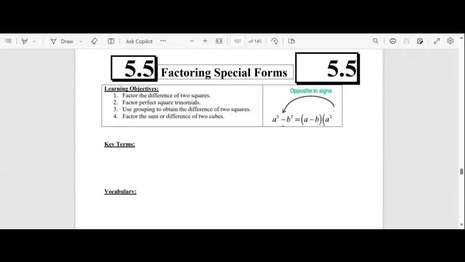Okay, special forms, factoring special forms. Learning objectives. Number one, factor the difference of two squares. So we know that the factor of a difference of squares, like if you have a squared minus b squared, it's going to equal what? A minus b, a plus b. Write it down in your booklet so you can remember this.